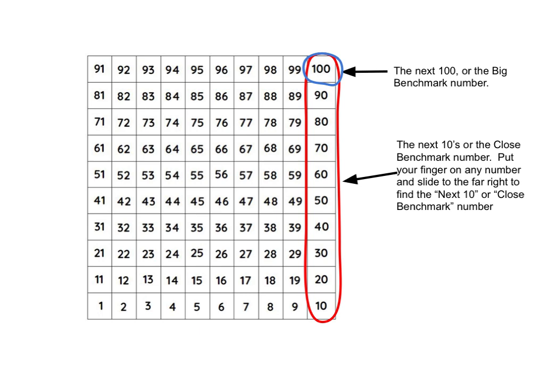All right, as we look at our hundreds chart, remember I do like to have the 100 at the top and the 1 at the bottom. That way, as we get bigger, our chart actually gets taller, just like our numbers would. So our 100 would be our big benchmark, or the next 100. All the numbers on the side here are our next 10s, or our close benchmarks. Sometimes we even call them our decade numbers. These are the important numbers that we're going to use on all of our equations.